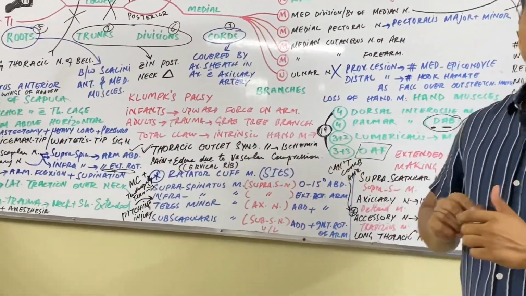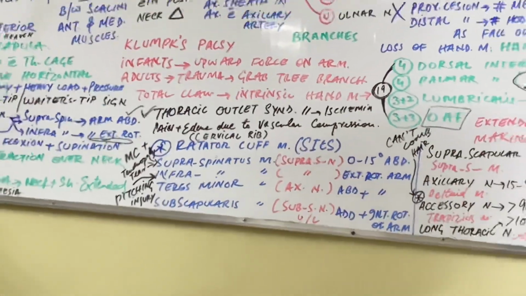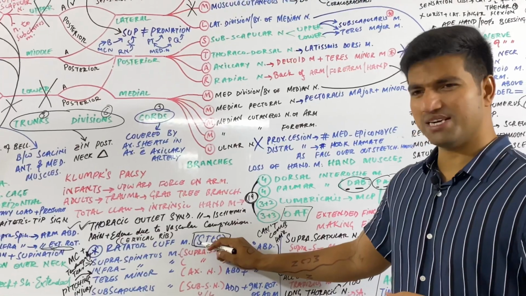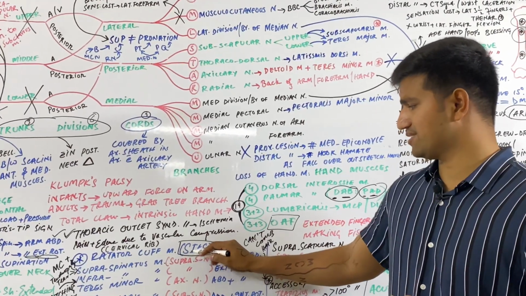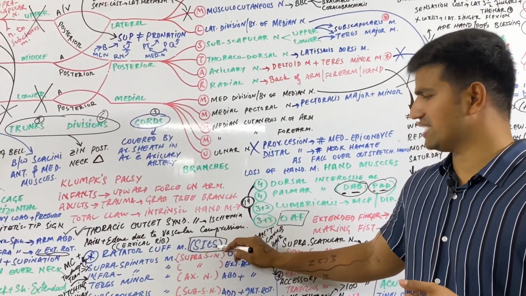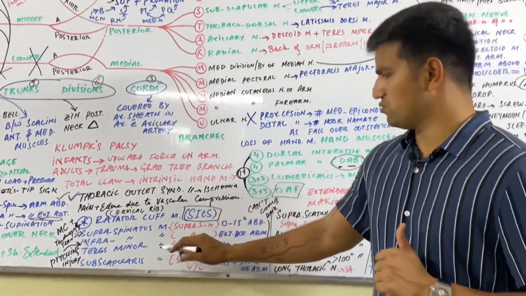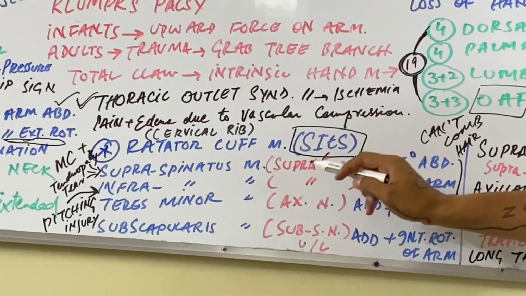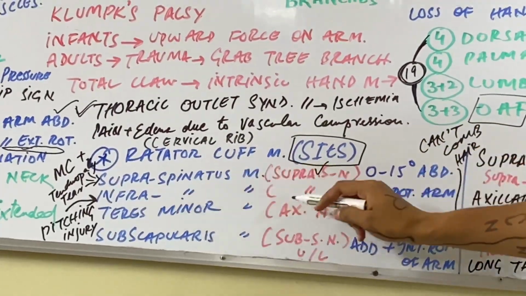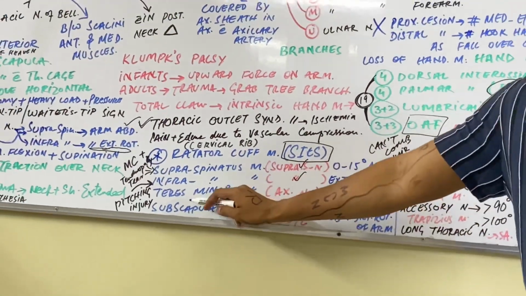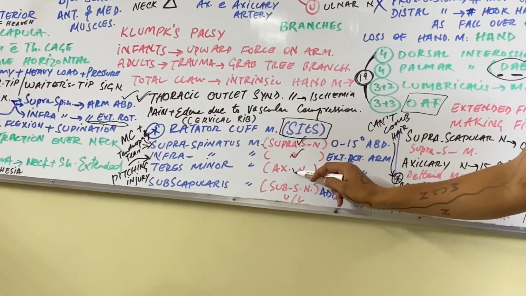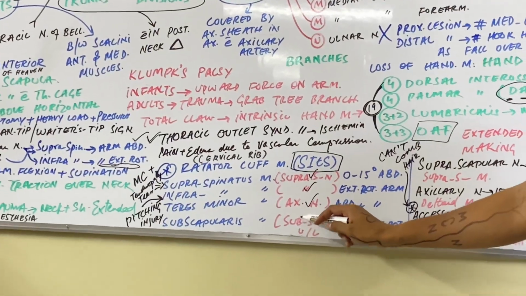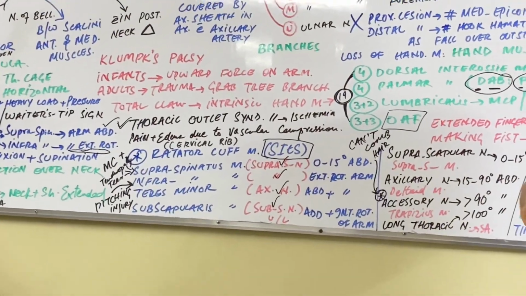Then we have discussed rotator cuff muscles. The mnemonic for rotator cuff muscles is SITS: S for supraspinatus muscle, I for infraspinatus muscle, T for teres minor muscle, S for subscapularis muscle. So these muscles get innervation. Supraspinatus muscle gets innervation by the suprascapular nerve. Infraspinatus muscle gets innervation by the suprascapular nerve. Teres minor muscle gets innervation by the axillary nerve, and subscapularis muscle gets innervation by the upper and lower subscapular nerve.